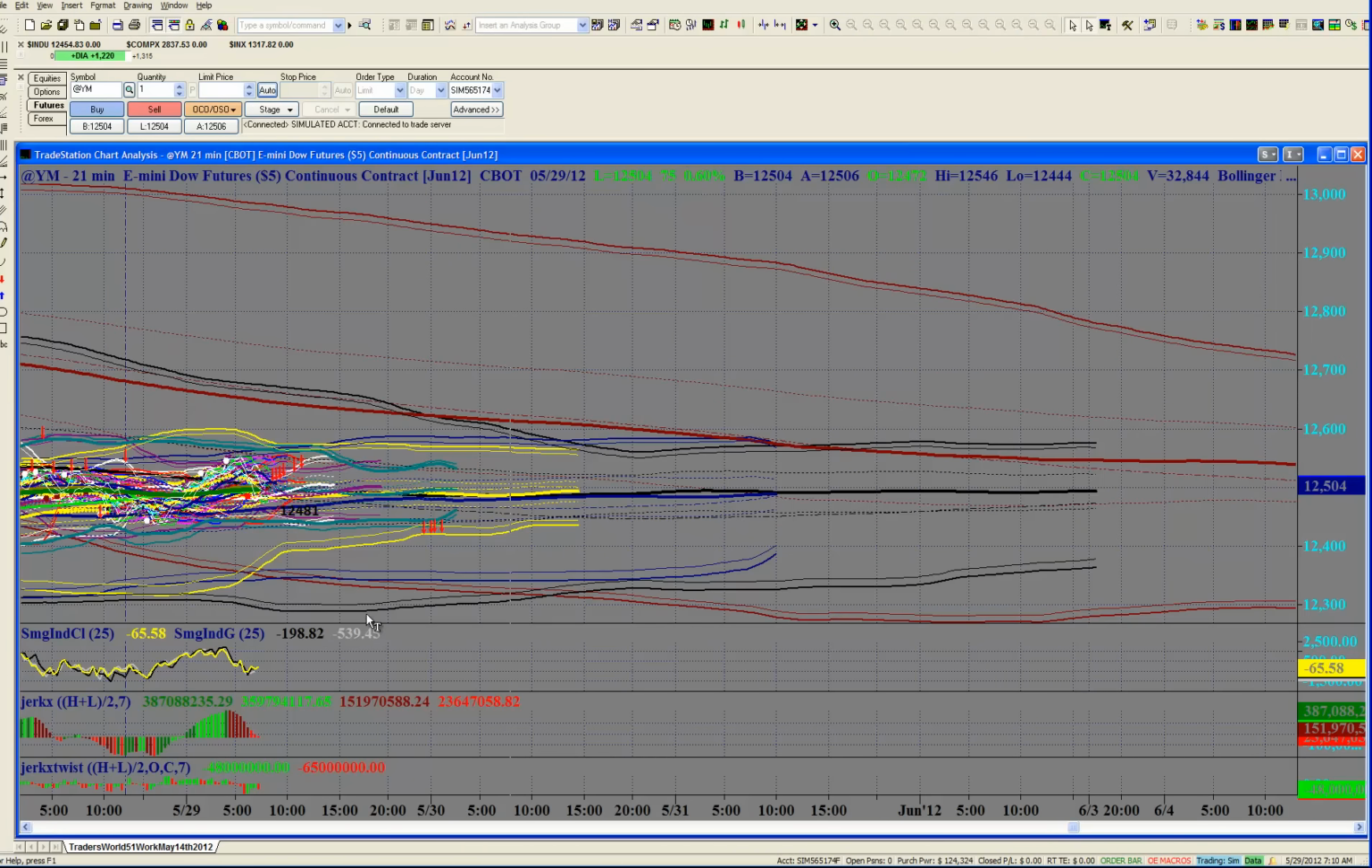But it looks as if that's acting as support going into the end of this month. After the end of this month, as we go into the beginning of June, everything starts sloping up and looks a lot more like the S&P, where you've got significant gap risk.